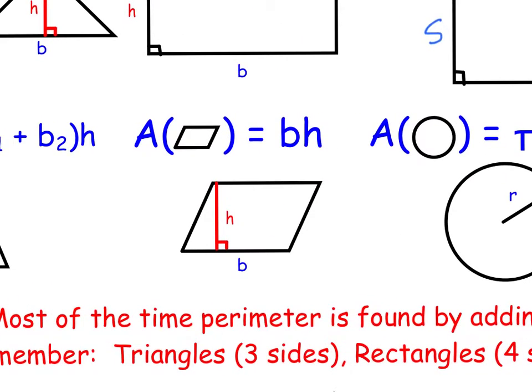The other one is the area of a parallelogram. It's very similar to the area of a rectangle. You just have to watch out for the fact that the height and base still need to form right angles. Do not call this side of a parallelogram, this slanty side, the height. That's the typical mistake students are going to make. Area of a parallelogram is base times height.